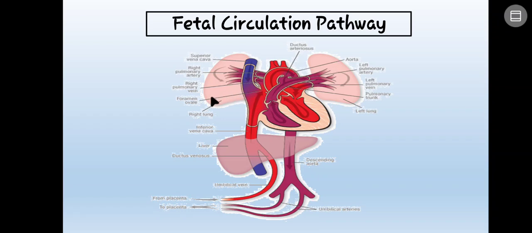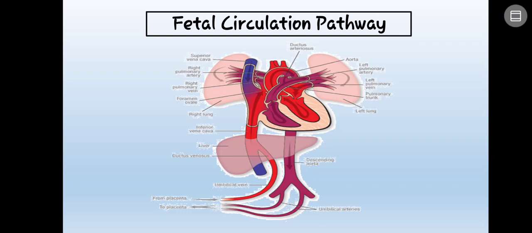Now, the blood that moves through the foramen ovale into the left atrium will go straight into the left ventricle, and then it will be pumped into the aorta. Then it goes to the baby's circulation. It goes to supply the tissues with the help of the smaller arterioles, which will further join the capillaries, and then at the capillary level, exchange of gases, nutrients, and all those things will take place.